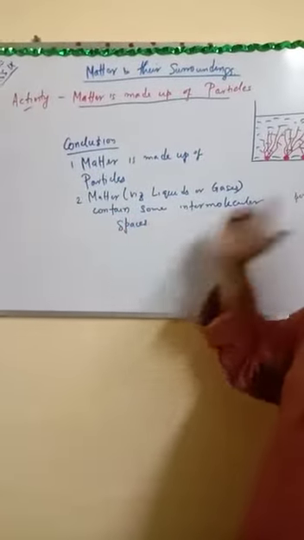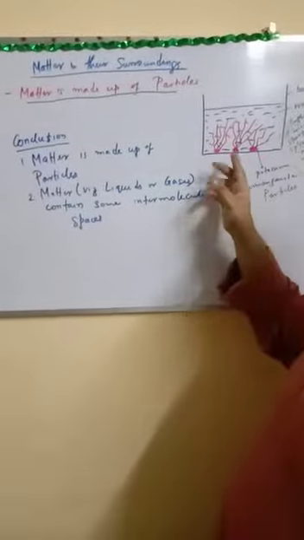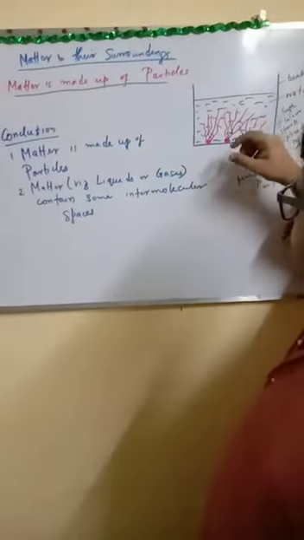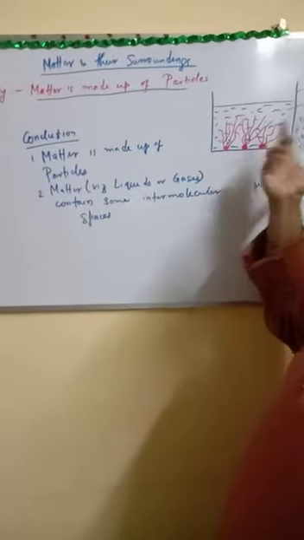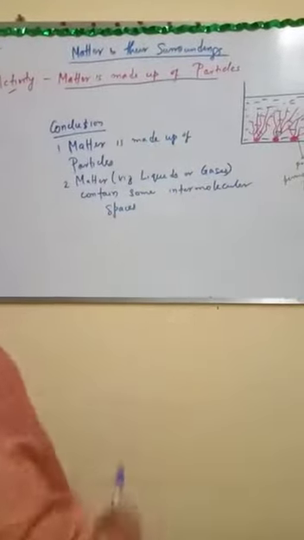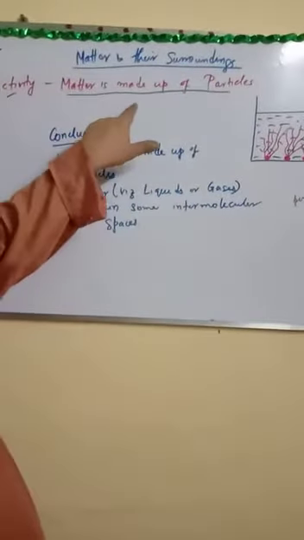In liquid the particles are moving. While moving, they are also driving the particles of the violet substance, that is potassium permanganate, and you see it is just getting mixed up. So this is an activity to show that matter is made up of particles.